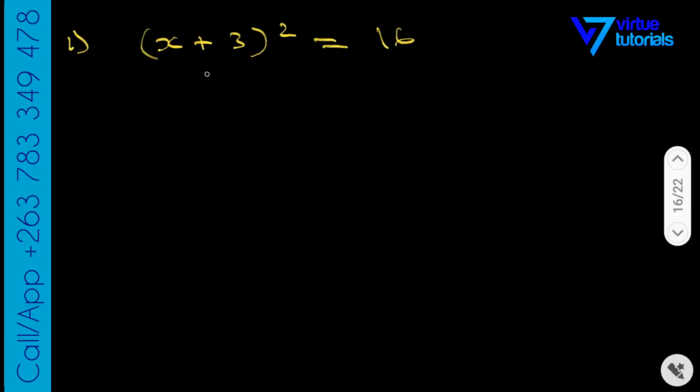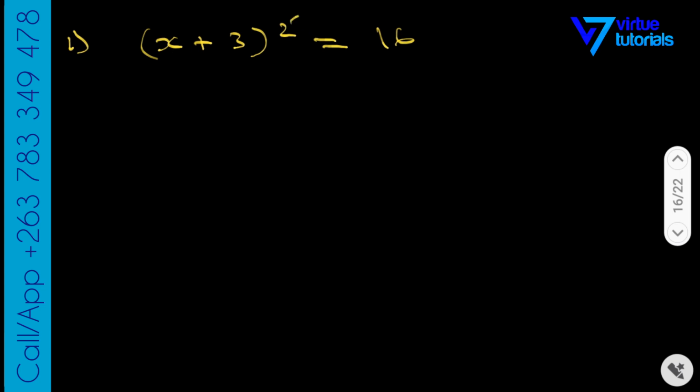Okay, so now we have a situation like this here. (x + 3)² = 16. So how do we solve this one here? Well, to solve these, you need to remove the squared first. So that's the first thing you need to do. You need to remove the squared from this bracket.